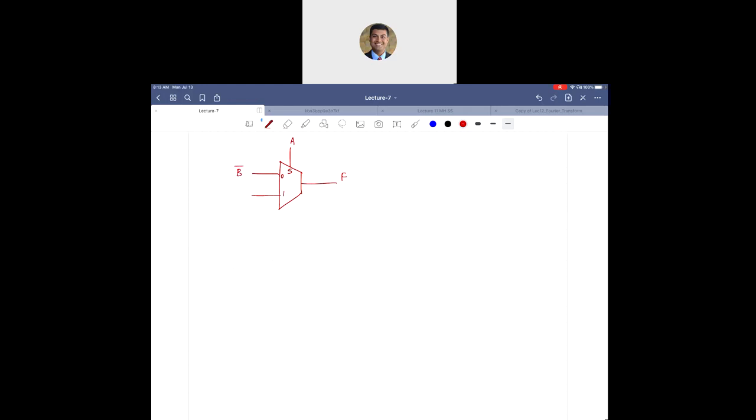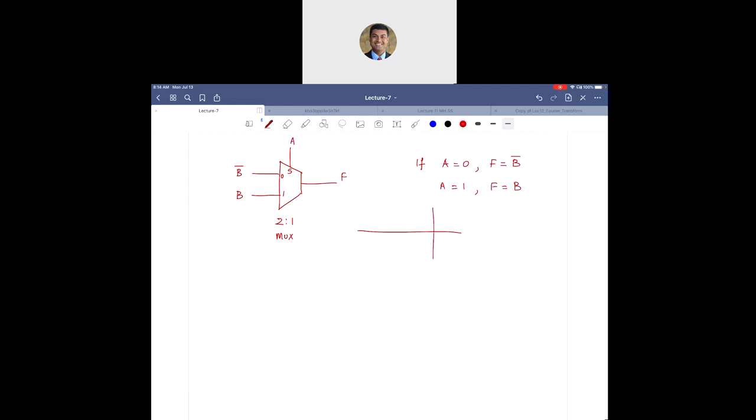and when A is 1, F equals B. So by looking at this 2:1 mux design from the symbol itself, you can write these two statements. If A equals 0, F equals B complement, and the other statement is going to be when A equals 1, F equals B. So that's exactly what this symbol means in terms of statements. And you can translate these statements into a truth table very quickly.